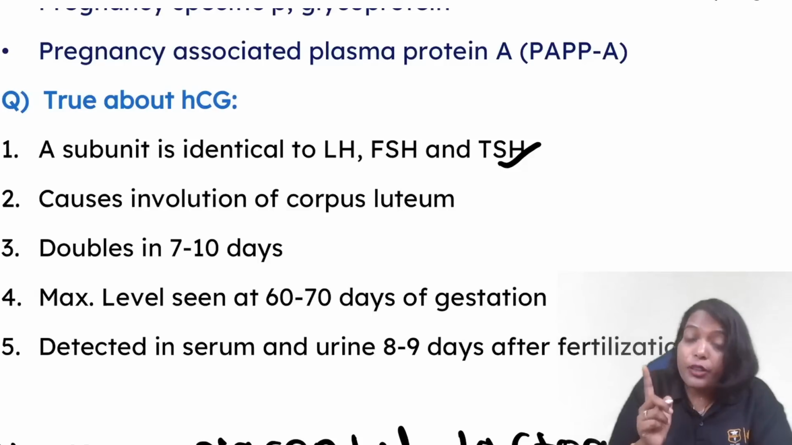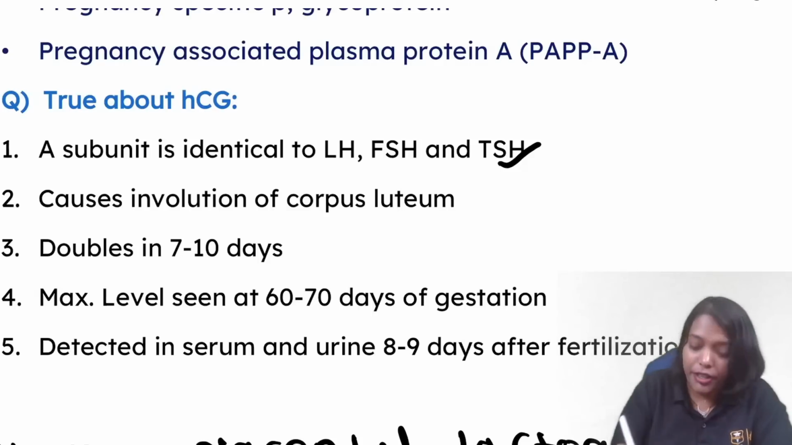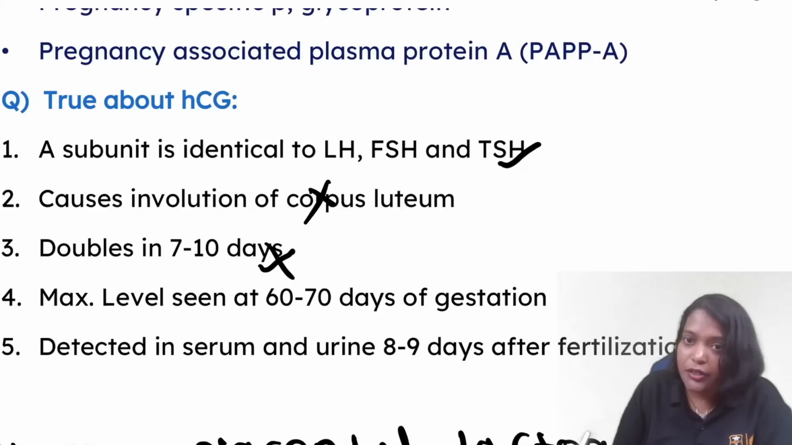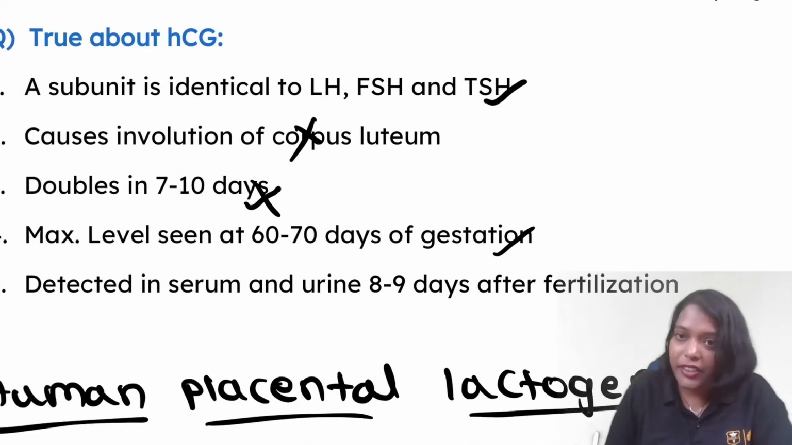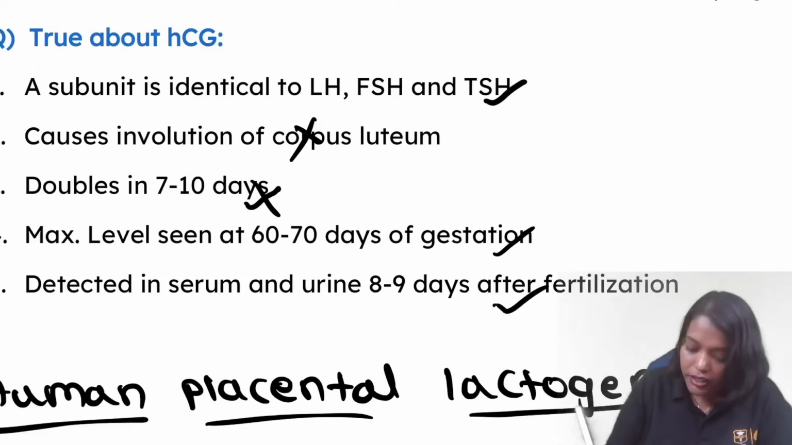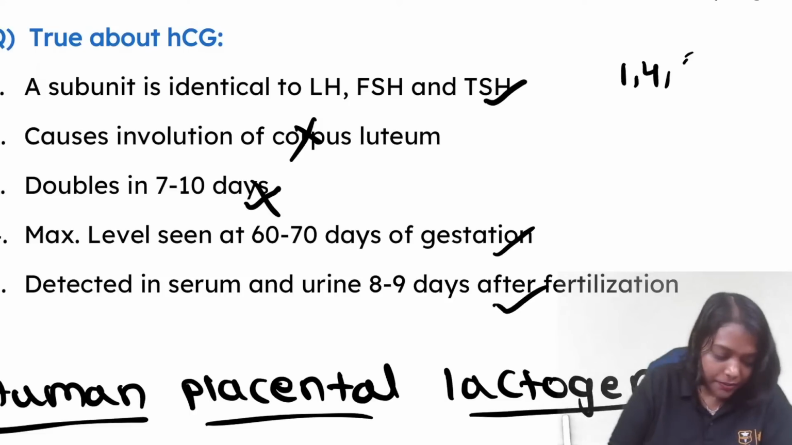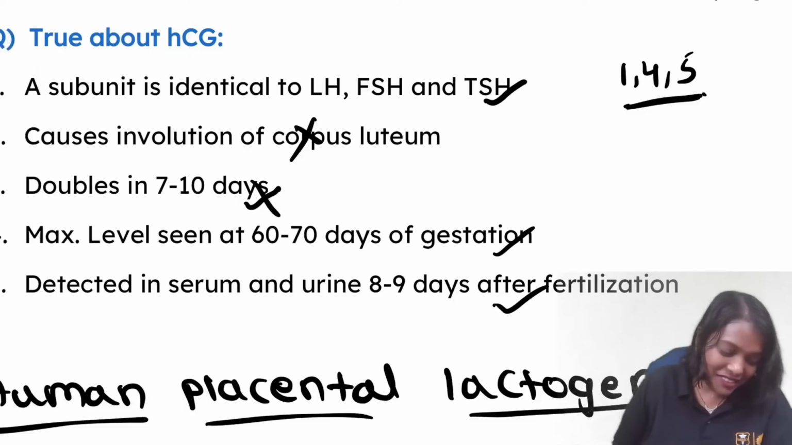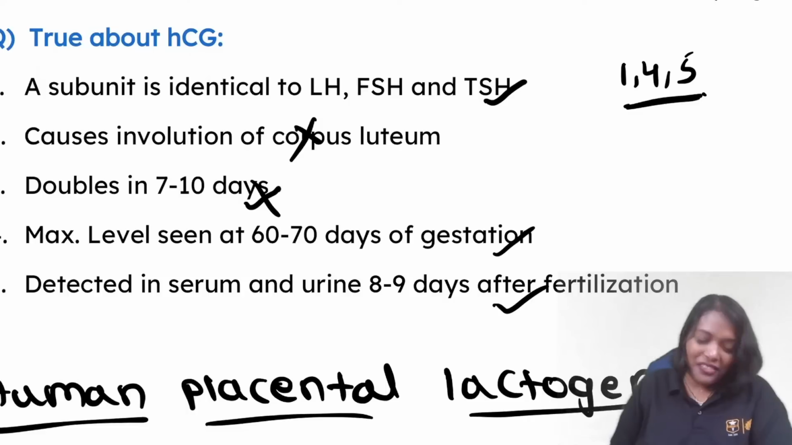It does not cause involution of corpus luteum. It maintains the corpus luteum. It doubles in 48 hours. So this is also a wrong statement. Maximum level is seen at 60 to 70 days of gestation is correct, right? So the fourth one is also correct. Detected in serum and urine 8 to 9 days after fertilization is also correct. So what are the statements which are correct? 1, 4 and 5. Fourth also is correct, no? Maximum levels at 10 weeks. 10 weeks means 70 days, no? 1, 4, 5 are correct.